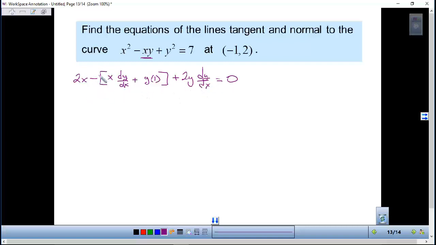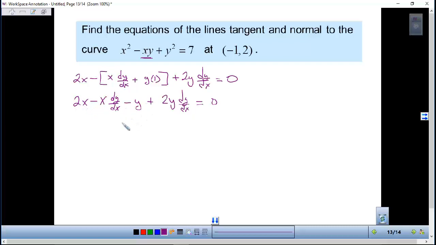Everything's already on one side. We do have to distribute this negative through, but other than that, we're okay. So we've got 2x minus x dy/dx minus y plus 2y dy/dx equals 0.